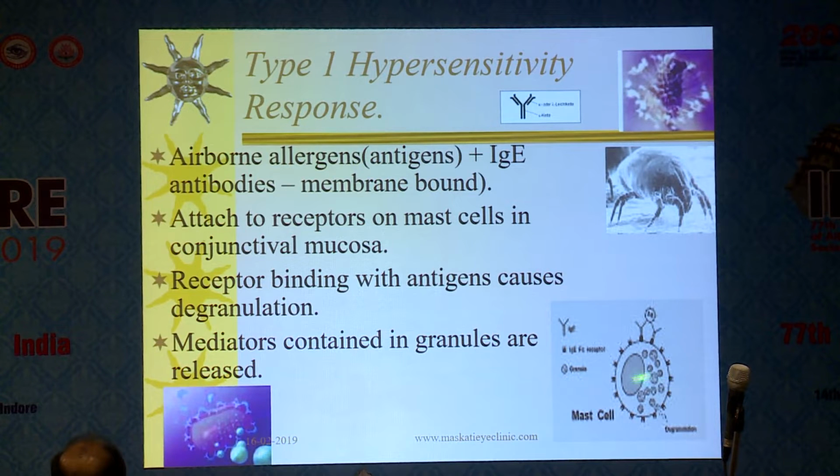Now this mast cell has got these granules inside. So when you press on the mast cell, it releases the granules. This is an artist impression of the mast cell with the granules being released. So it causes what is called degranulation, this receptor binding with the antigens. Now these granules are released. In the granules are certain mediators. So those mediators get released into the ocular surface.